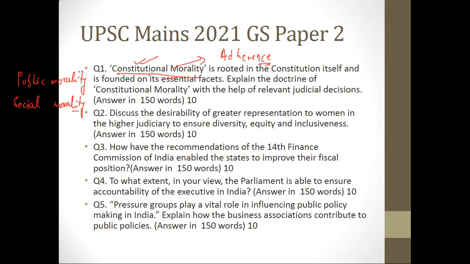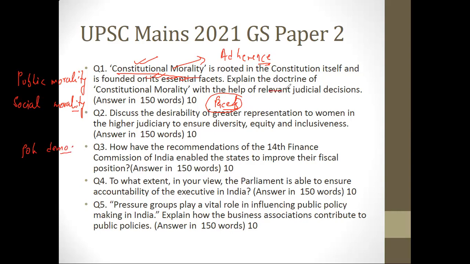The term constitutional morality is not explicitly mentioned in the Constitution, but you can see the various facets of the Constitution. There are so many things in our Constitution, like the preamble, which talks about liberty, equality, and fraternity. So that is a part of constitutional morality. Then you have your fundamental rights, which talk about political democracy. Again, that is one form of constitutional morality.